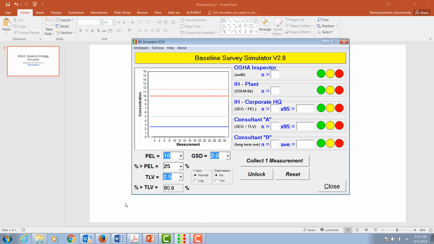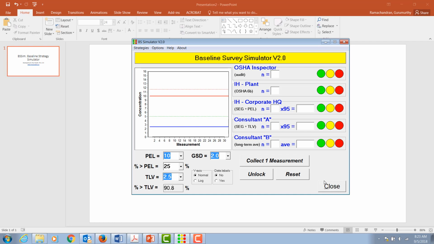We'll also assume that the TLV promulgated by the ACGIH is 2.5, so it's much less than the PEL. And so for this GSD, we will also assume that the exceedance fraction is 90.8% compared to the TLV. So this is the underlying exposure distribution from which the industrial hygienist, using these various strategies, can take various numbers of samples and make decisions.